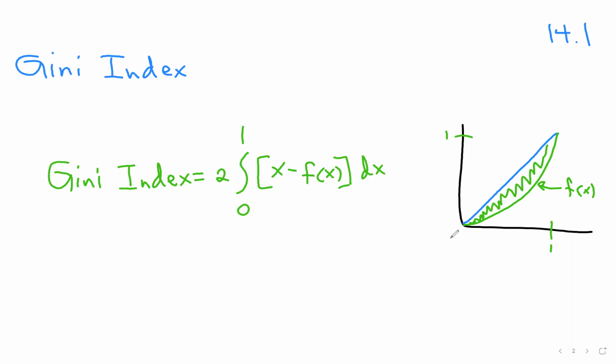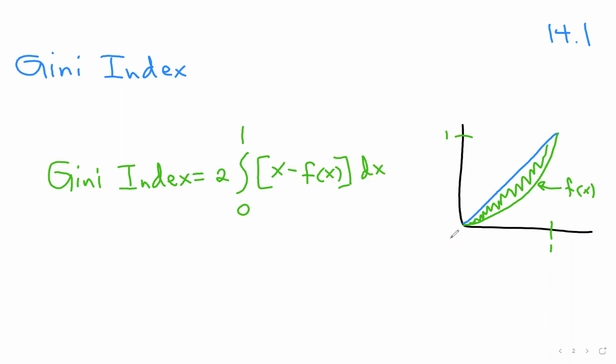If you wanted to calculate the Gini index, this is the integral that you can do it with. It's the integral from 0 to 1 of x minus f of x dx. And so this just represents the difference between that y equals x line, which is blue there, and the f of x line, which is a curve that's just below the y equals x line. And so that's the Gini index.